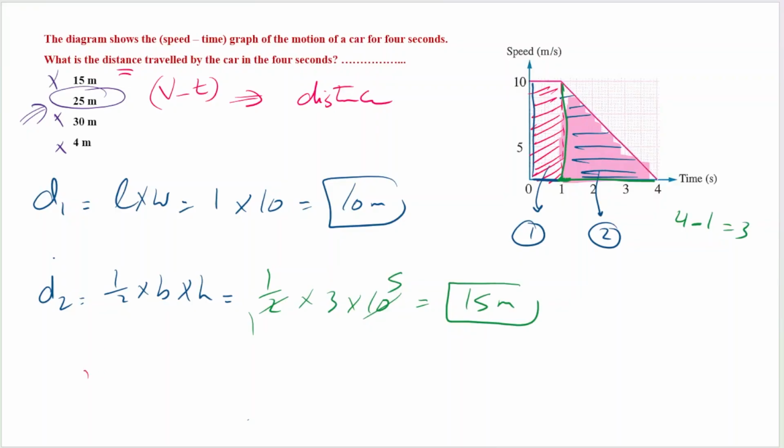So the total distance in this case is equal to d1 plus d2. So it will be equal to 10 plus 15, so the total will be 25 meters. Can you see? The same answer, but in more steps. You are free to use any. Just use your mind.